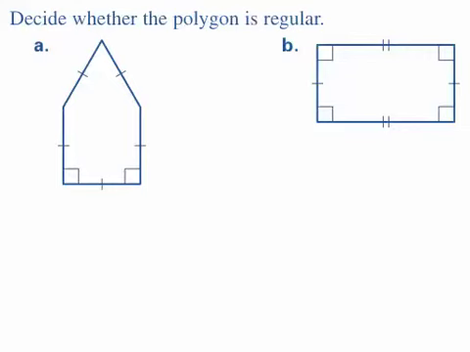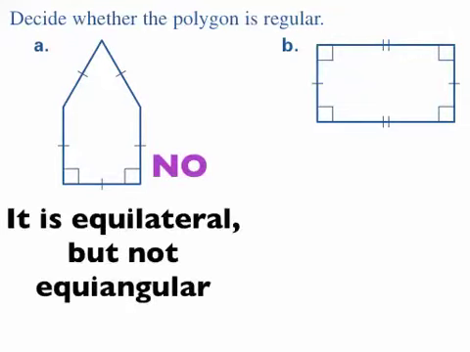If you look at the angles though, we have 2 right angles on the bottom. Then the next angles on top of those would be 2 obtuse angles, and then we have an acute angle at the very top. So this polygon, or this pentagon, is not regular. It is equilateral, but not equiangular.